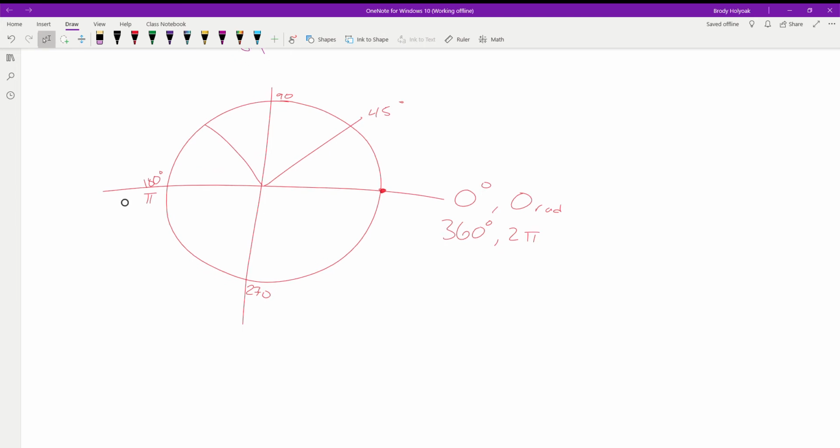So at 90 degrees, if 180 degrees is pi, 90 degrees is half pi or pi over 2. 270 degrees is 1.5 pi, basically. 3 pi over 2, yes. Those are the 45s or the fourths.